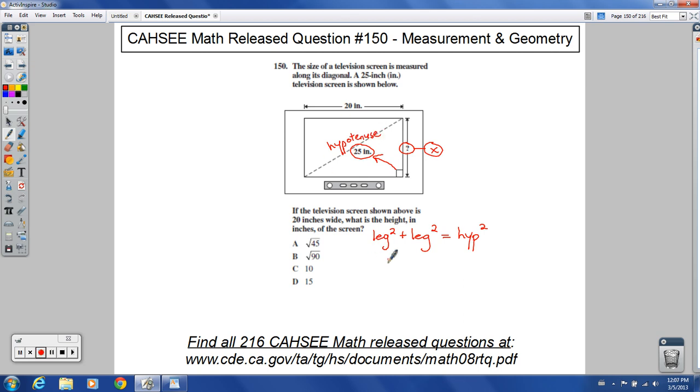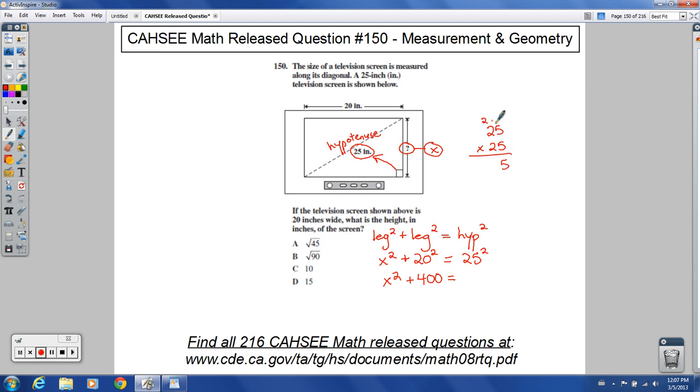And so leg squared plus leg squared. That would be x squared plus 20 squared. The hypotenuse is 25. x squared stays x squared. 20 times 20, that's the same as 2 times 2, which is 4, with 2 extra zeros, 400. And then 25 times 25, you might not know off the top of your head, so let's work that out off to the side here. You might have it memorized, but you might not.